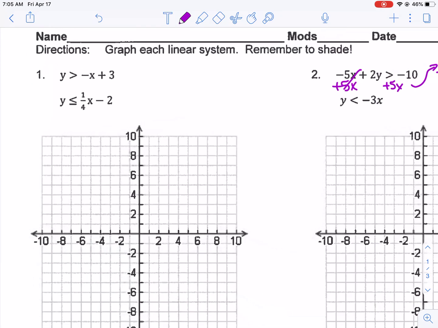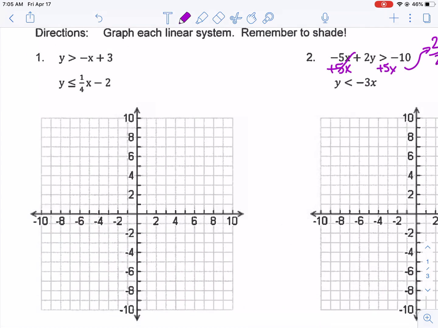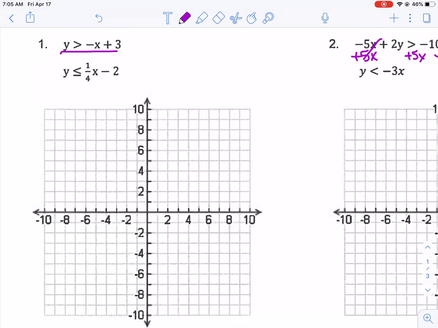We are working with solving and graphing systems of inequalities. So if we take a look at the first inequality in number 1, y is greater than negative x plus 3. We ask ourselves, is it in slope-intercept form? Yes. So we're ready to graph, starting with 3 as the y-intercept. Your slope is negative 1, which means you go down 1, right 1, down 1, right 1. And you continue this through the entire coordinate plane.